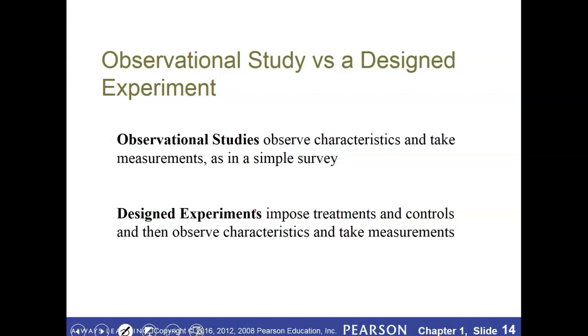So you can be a part of a study, a population could be a part of a study, or it could be a sample that's a part of a study, and you're just summarizing what that sample says or what that population says. A designed experiment is where you impose treatments. You treat one group different than another. One is called the control group, and the other is the treatment group. And you observe characteristics and take measurements based on whatever it is that you're studying in that group.